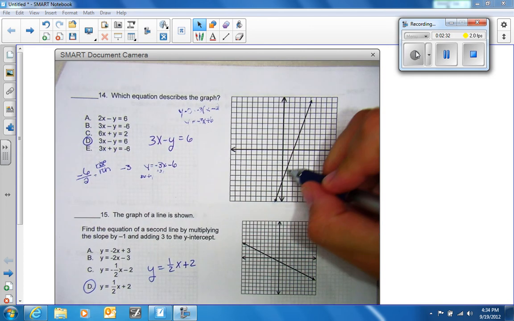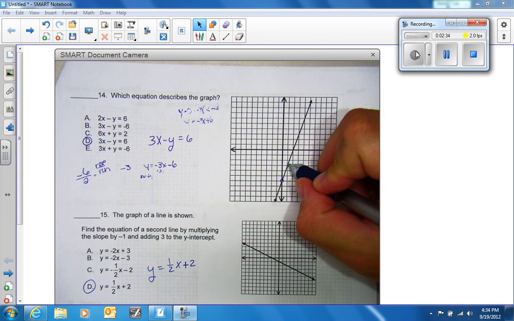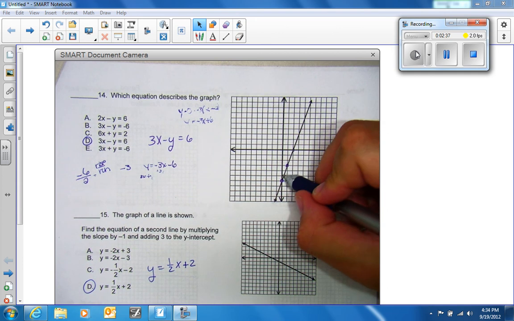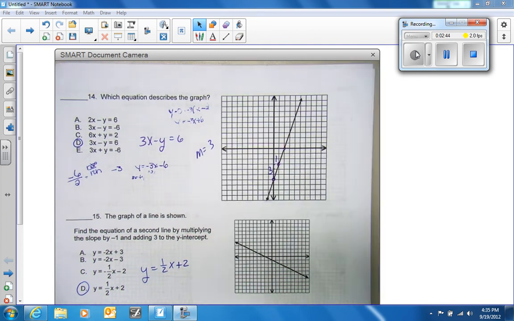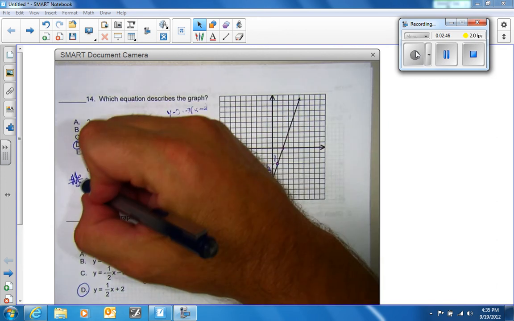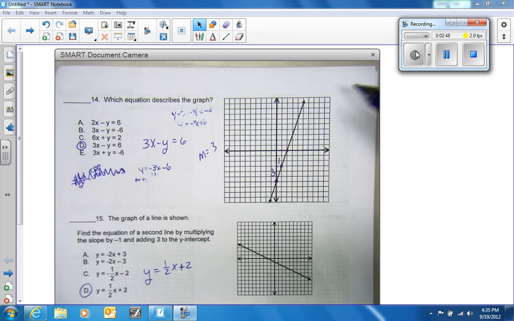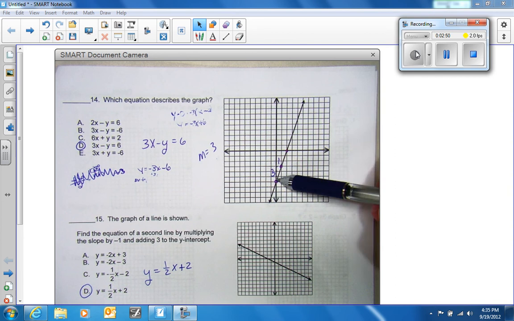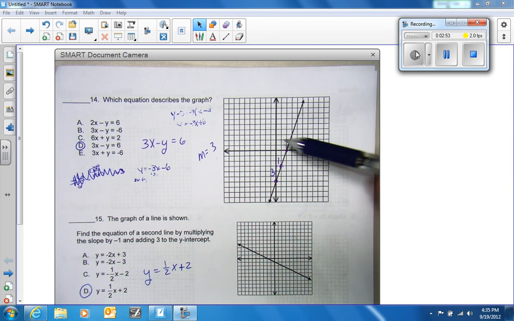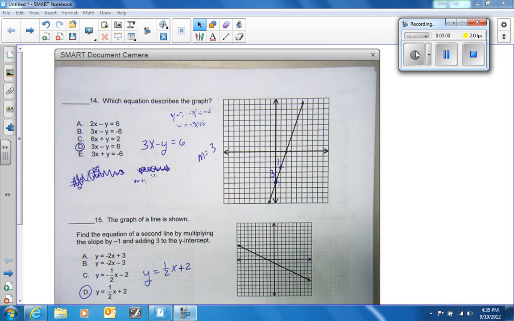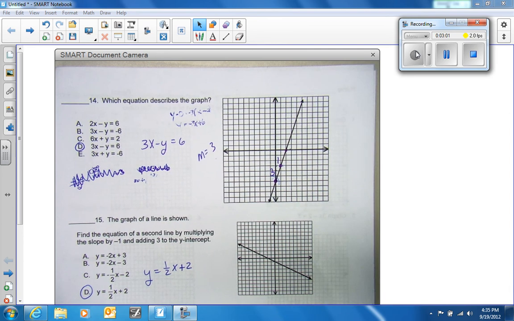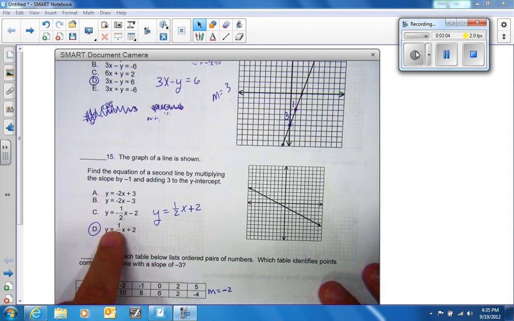Next page, which equation describes the graph? Well, again, plot some points where you find the slope, which is 3 over 1, so your slope is 3. Slope is 3, okay? Then you're going to use one of these points, and you can put it in point-slope form, or you can use the y-intercept and make it in slope-intercept form.